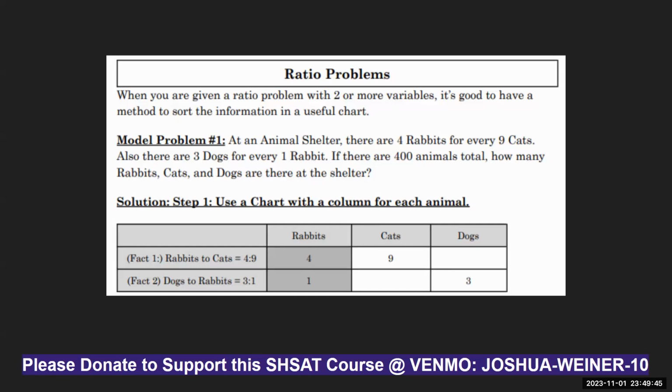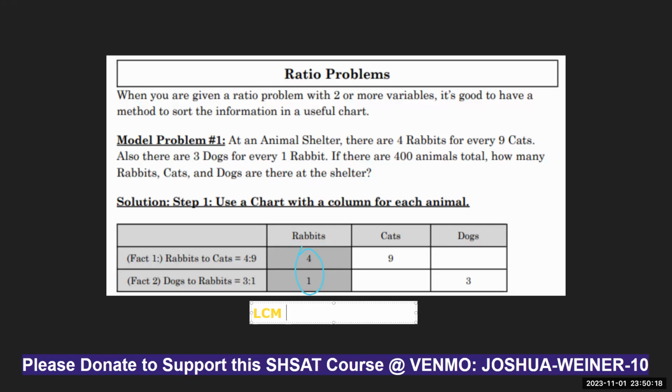Well, we can set up a clipboard chart here with columns, 1 column for the rabbits, another column for the cats, another column for the dogs. What we see when we do that is fact 1, 4 rabbits for every 9 cats, and fact 2, 1 rabbit for every 3 dogs. Here we have information for rabbits in fact 1 and fact 2. So we want to find the least common multiple of those 2 numbers, and then we'll scale each row accordingly.